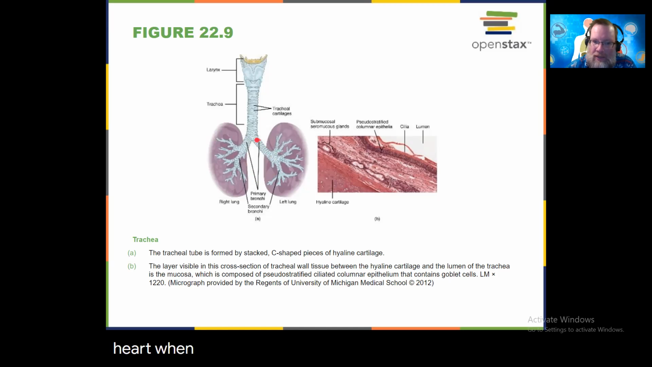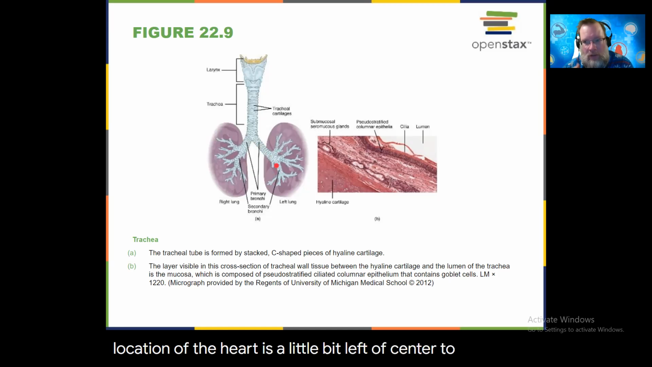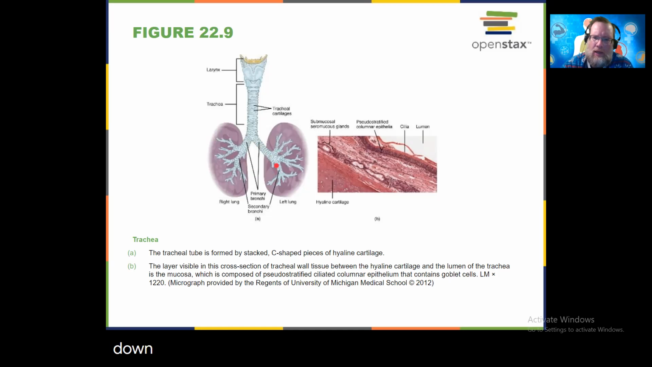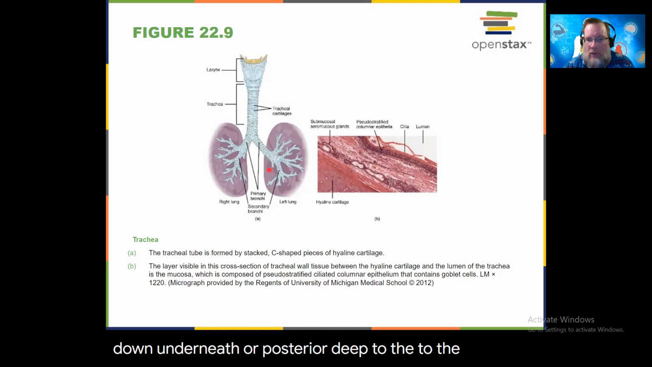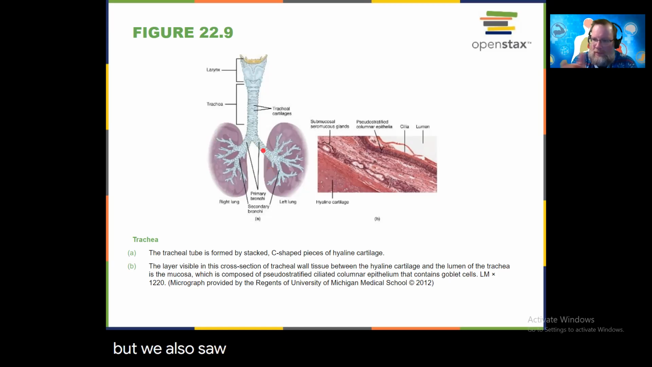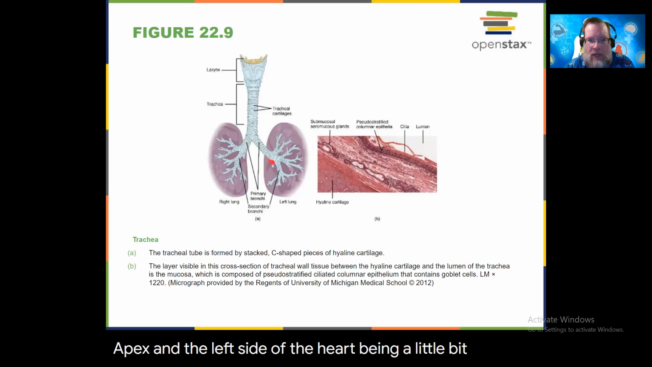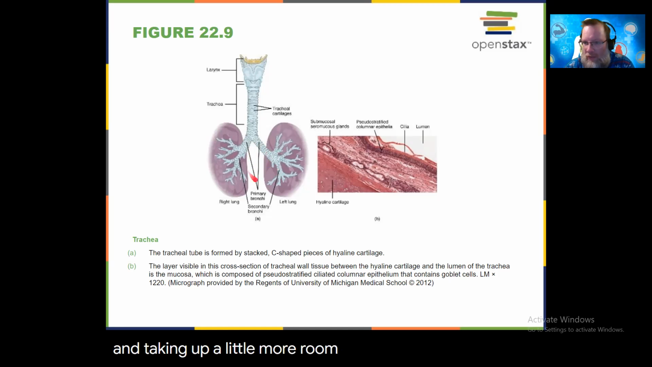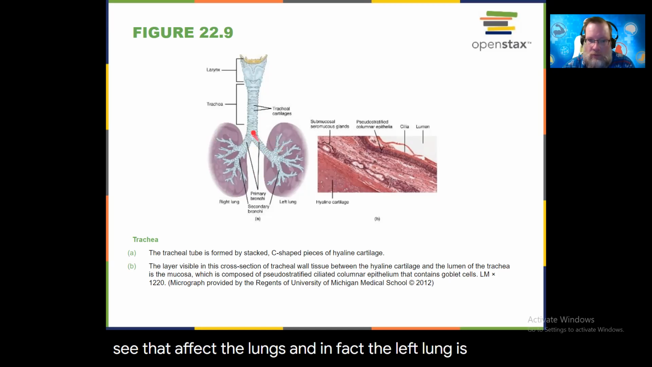When we go back to last week, we recall that the location of the heart is a little bit left of center. It's mainly down the middle, right? That mediastinum directly underneath, or posterior or deep to, the sternum. But we also saw that it's a little bit tipped, and we see the apex and the left side of the heart being a little bit larger and taking up a little more room over on the left side. So we see that affect the lungs, and in fact, the left lung is a little bit smaller than the right lung.